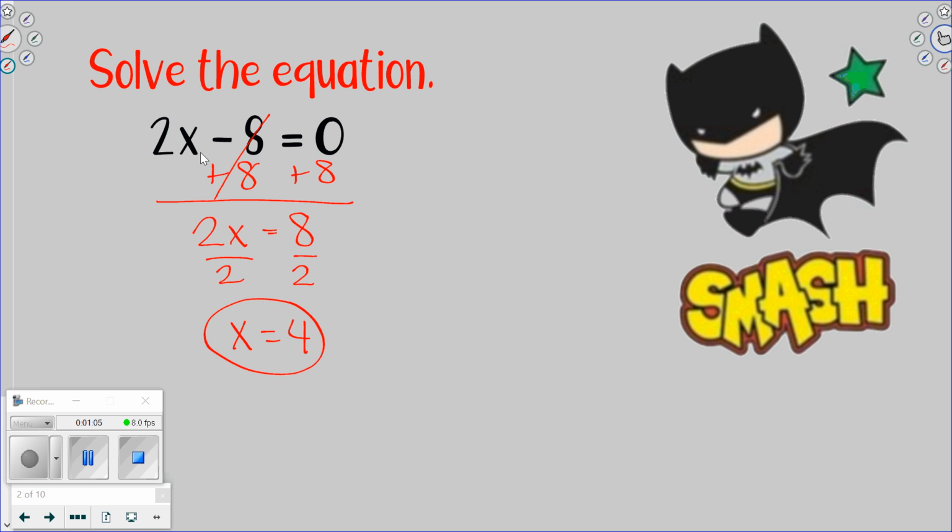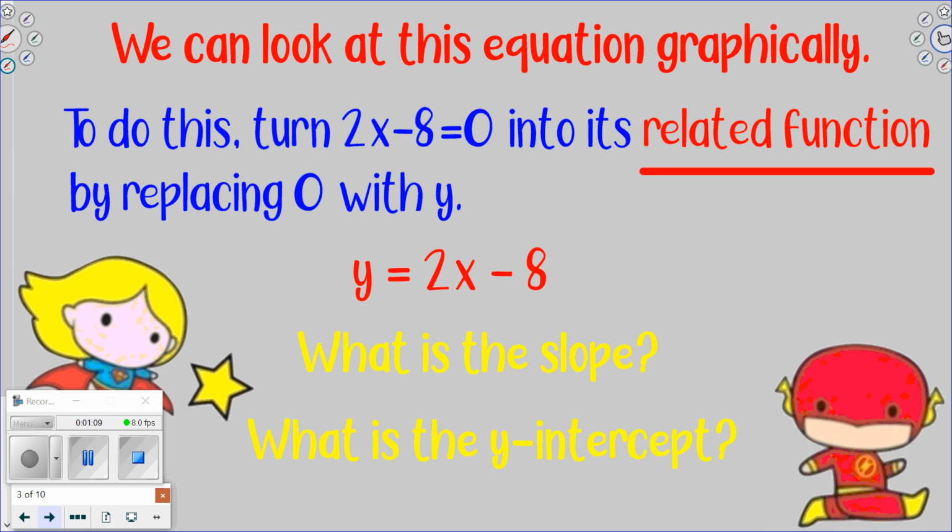And you're like, why on earth would you want to graph that, right? Well, I'm trying to build some connections now because I know what's coming in the future. If I can learn those connections now when it's a basic concept, when we get to the harder stuff, it'll be that much easier for you. So we can look at the equation graphically.